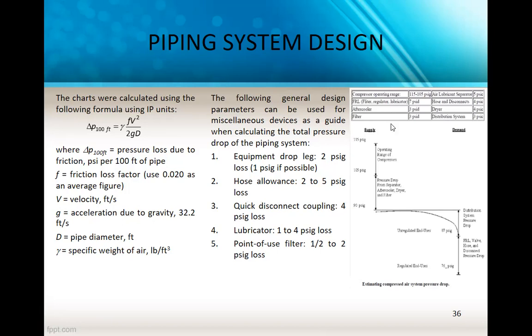Now, this is estimating compressor system pressure drop. So, compressor operating range, 105 PSI gauge. Filter, regulator, lubricator, this is the pressure drop, 7 PSI gauge. After cooler, 3 PSI, filter 3. Air lubricant separator 5. Hose and disconnect 4. Dryer 4 PSI gauge. Distribution system 3 PSI gauge. But this you need to verify through calculation of pressure losses.